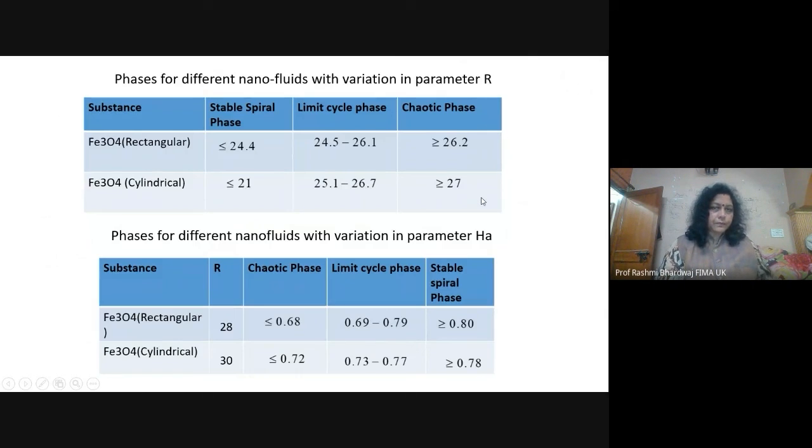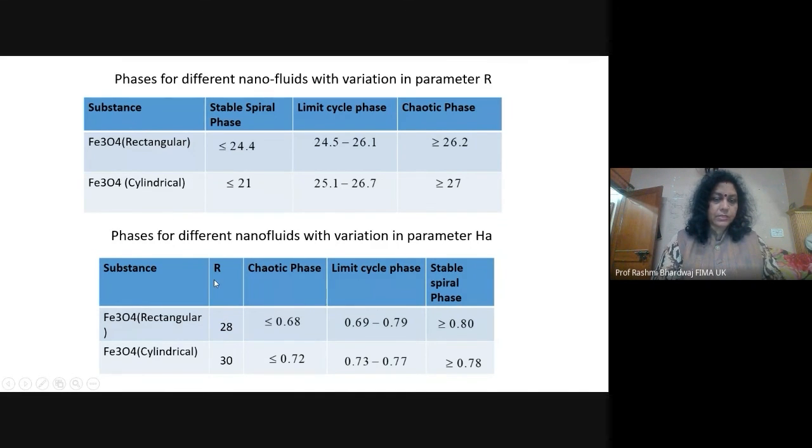Based on this, we are taking different cases. When the Reynolds number is less than or equal to 24.4, you always have the stable case. If the Reynolds number is between 24.5 and 26.1, you have the limit cycle case. But if it is greater than 26.2, then you have the chaotic phase. In the same way, we are controlling the Hartmann number, which is based on the magnetic flux. This is the chaotic case, meaning if there is no movement of the blood, or there is much cholesterol deposition, then how do we control it?